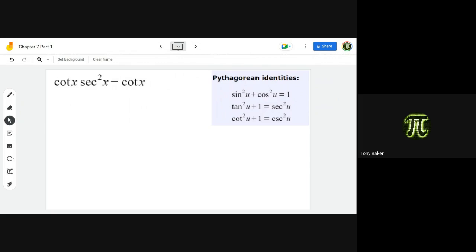What's the same in both terms? Cotangent of x is the same in both terms. So I'm going to pull out a cotangent of x, and I'm left with secant squared x minus 1.